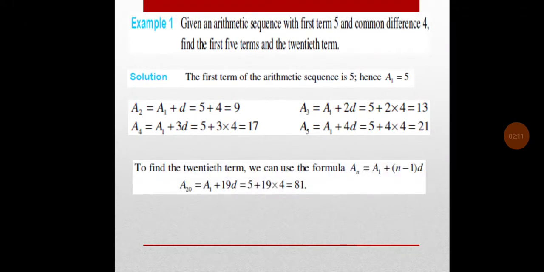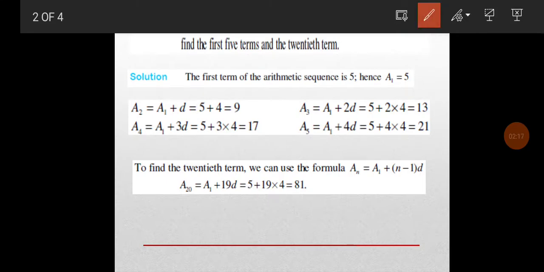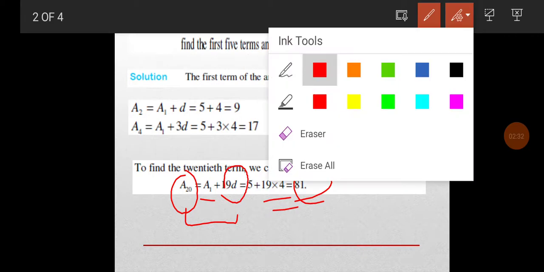So generally, if we are asked to find the 20th term, what to do? The first term plus 19 times d. Focus here. So 19 times 4, then plus 5, is going to be 81, the answer. So this is the first example in arithmetic sequence.